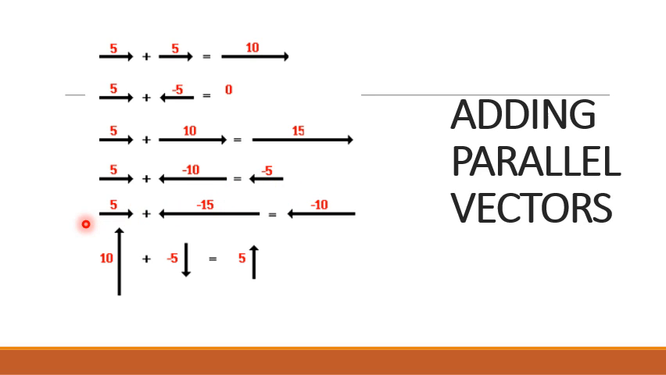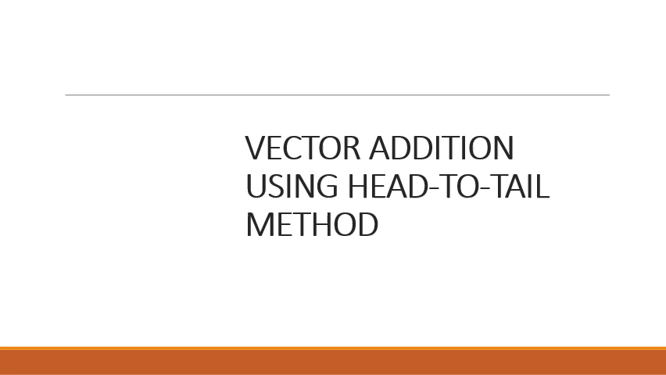For the next example, 5 is added to another vector quantity which is opposing in direction. 15 is the magnitude, so 5 minus 15 is negative 10. And lastly, for example, is 10 heading northwards and negative 5 southward. Since they're opposing, then we have to subtract the values. 10 minus 5 equals 5. So that's how we're going to add parallel vectors.